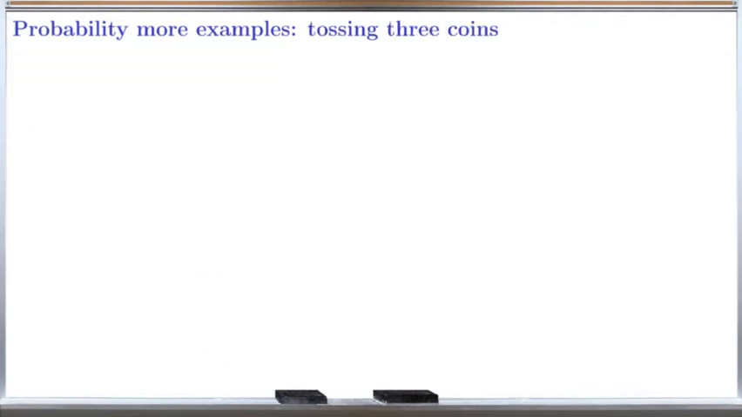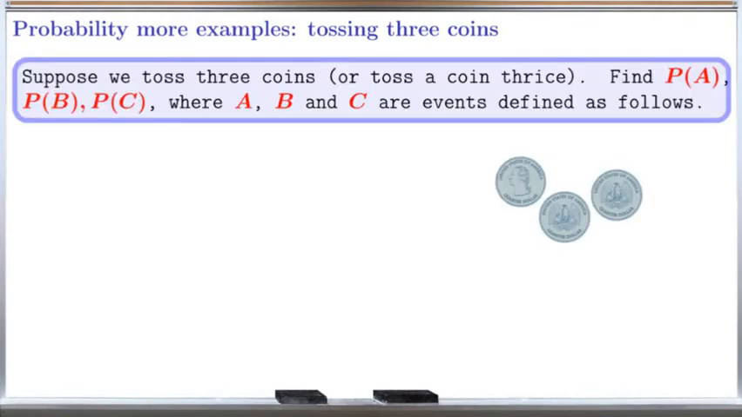Let's look at more examples. Here we are tossing 3 coins. Suppose we toss 3 coins or toss a coin thrice. Here we have to find probability of A, probability of B, and probability of C, where A, B, and C are events defined as follows.